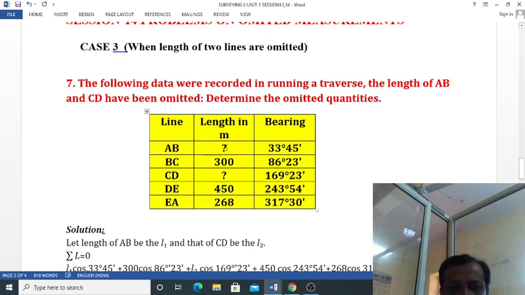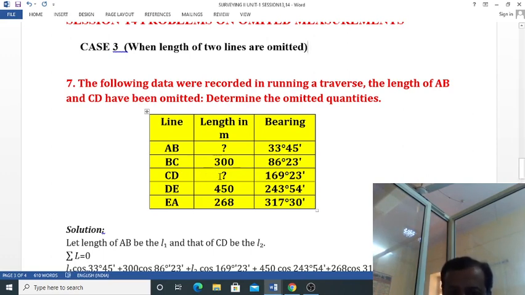AB, its length has not been given, which we have to find, but its bearing has been given. That is 33 degrees 45 minutes. Next is line BC. The length is 300 meters. Its bearing is 86 degrees 23 minutes. Next is CD. Its length is not given. The lengths of two lines are not given here, but their bearings are given. This is a problem where the lengths of two lines are omitted.